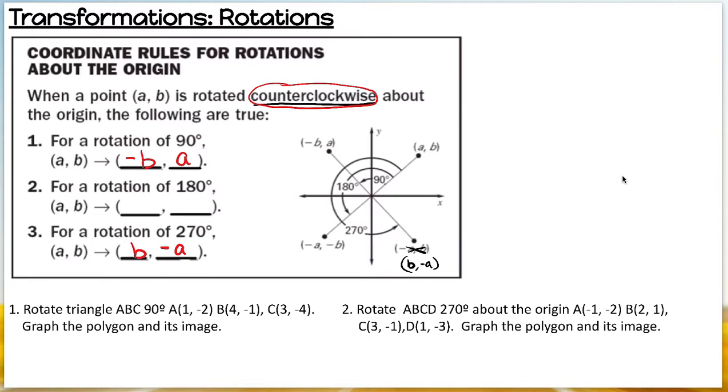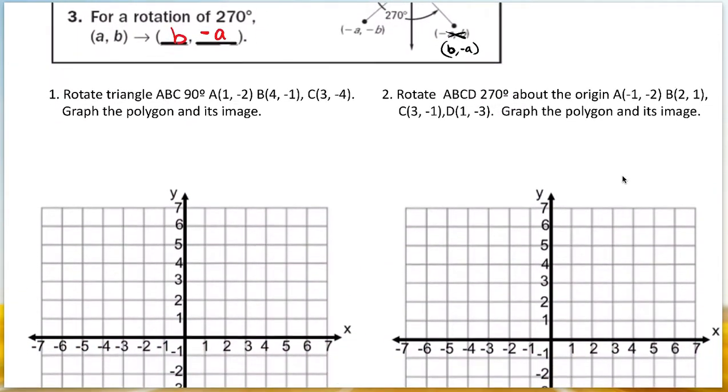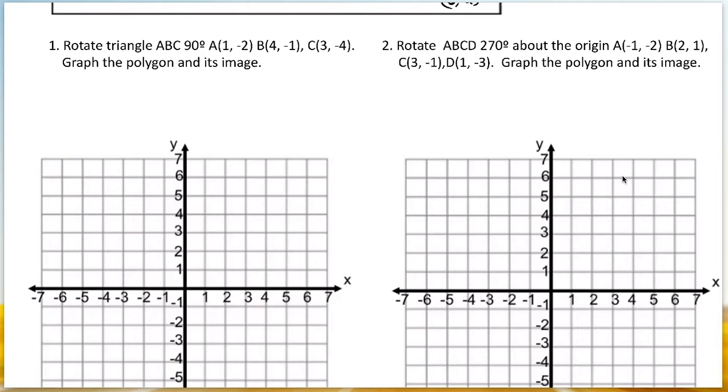The 180 degree rotation rule is just that you change the signs. You are not switching the X and Y, you're just changing the sign on the numbers that you have at the beginning. So if it was negative, it's now positive. If it was positive, it's now negative. We're going to practice a couple of these. All it is: write the rule, apply the rule, graph the points.